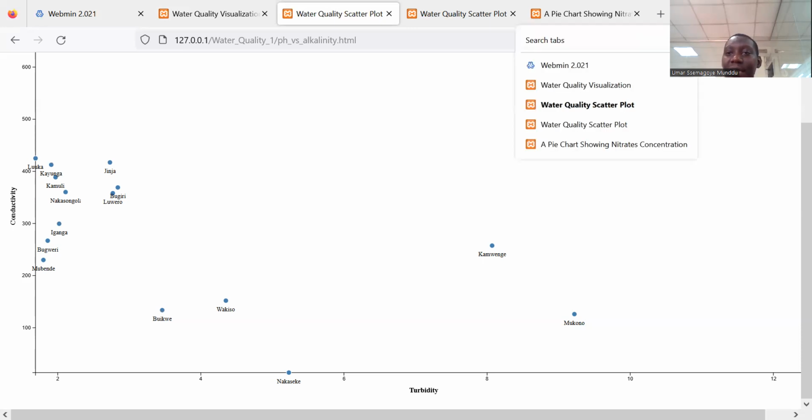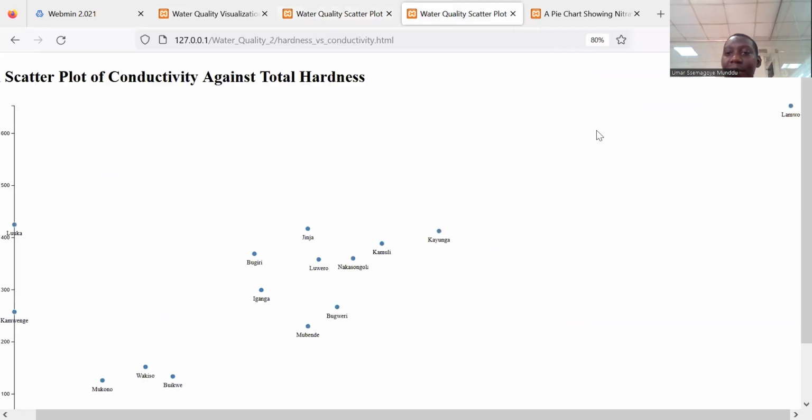My third visual is also looking at conductivity. Again, it's the total hardness, and this total hardness, which is measured in, it represents a concentration of calcium and magnesium ions in the water, which indicates the water's mineral content.